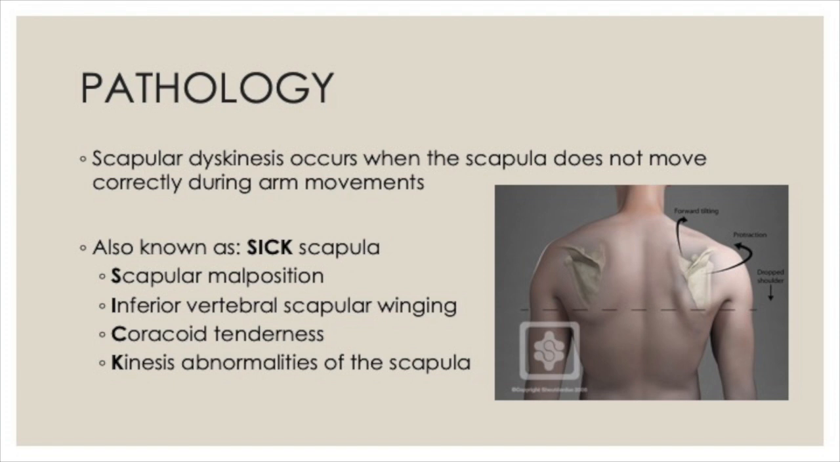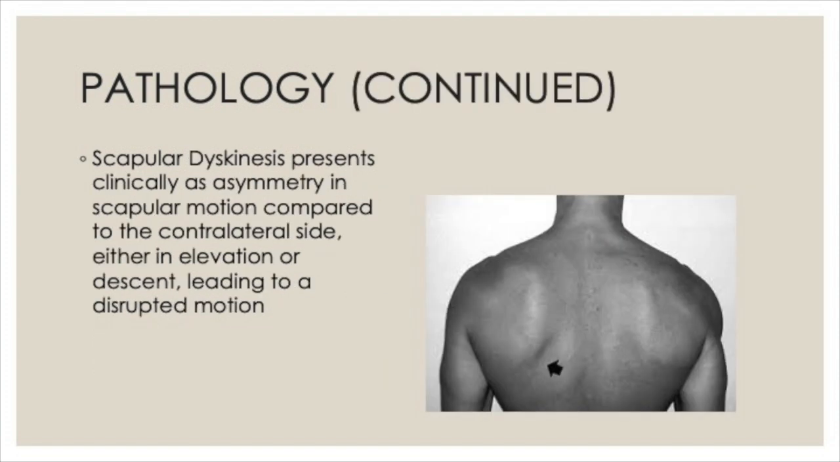Scapular dyskinesis pathology. Scapular dyskinesis occurs when the scapula does not move correctly during certain arm movements. It is also known as sick scapula. SICK stands for scapular malposition, inferior vertebral scapular winging, coracoid tenderness, and kinesis abnormalities of the scapula. Scapular dyskinesis is impairment of optimal shoulder function. Correct scapular function is especially important for overhead athletes.